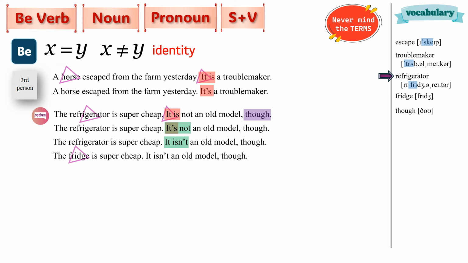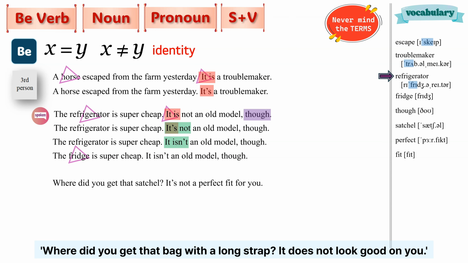The refrigerator is super cheap. It is not an old model though. The refrigerator is super cheap. It's not an old model though. The refrigerator is super cheap. It isn't an old model though. The fridge is super cheap. It isn't an old model though.